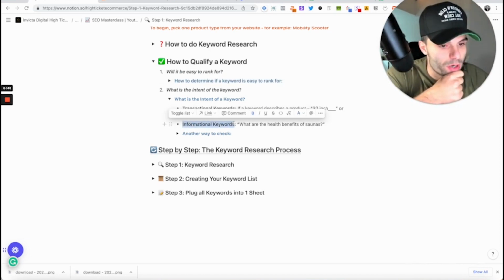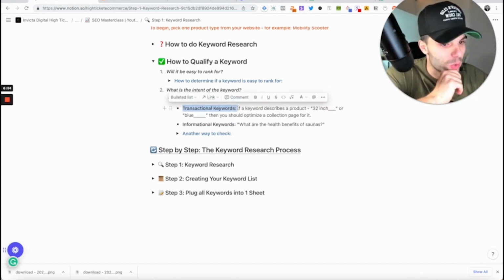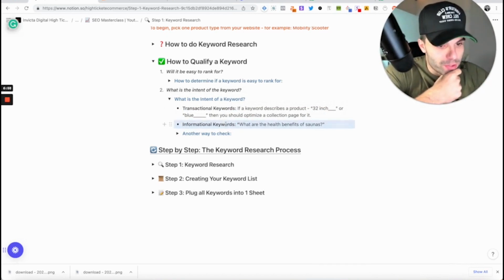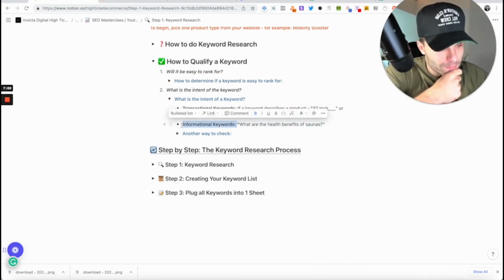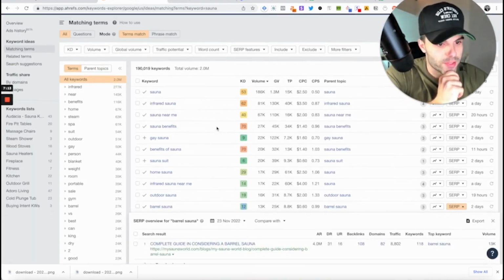Informational keywords are when people want information. At a high level, we want to use transactional keywords for our collection and category pages on our store, or product pages. We want to use informational keywords on our blogs. Another way you can indirectly check this is if we go to the term sauna benefits. This is an informational keyword, if I had to guess. Someone's looking for information: what are the benefits of a sauna?